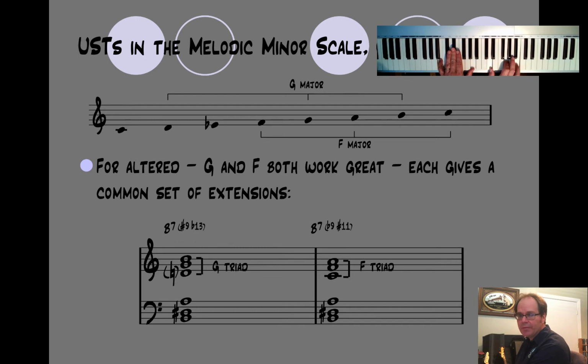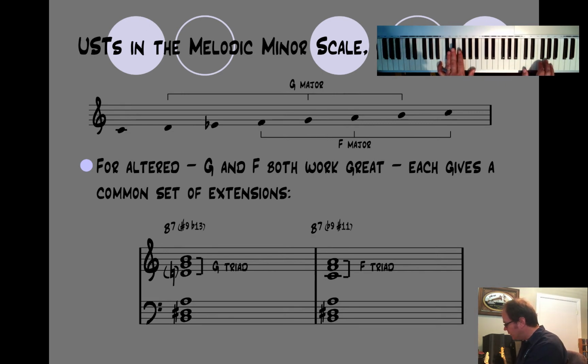So if I have a B7 with a G major triad on top of it, that's pretty cool because it gives us the flat 13 and the sharp 9, right? Which are two really common extensions on the altered chord. If we put the F on top of it, it's a little darker sound. We get the sharp 11 and the flat 9 instead. So both of those work.